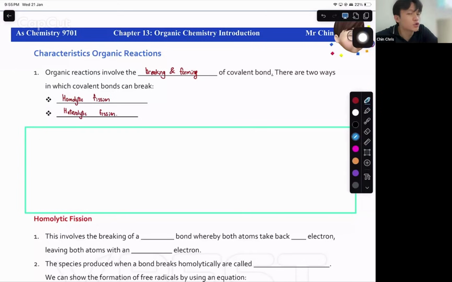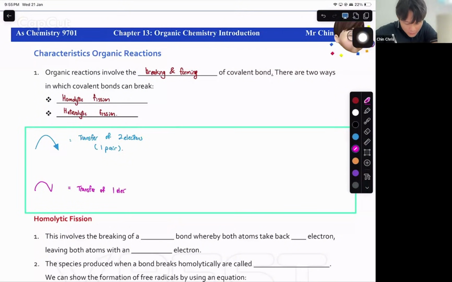Alright guys, now let's look at your drawing for your curly arrow. When you are drawing a curly arrow, which we'll be doing later on, a full curly arrow is showing a transfer of 2 electrons. Remember that, 2 electrons or 1 pair of electrons is being transferred. If I'm doing a half-headed arrow, this is a transfer of 1 electron. Just one single electron is being transferred.